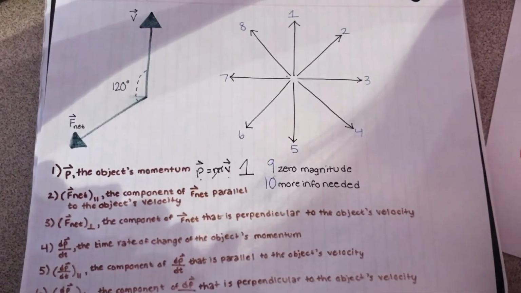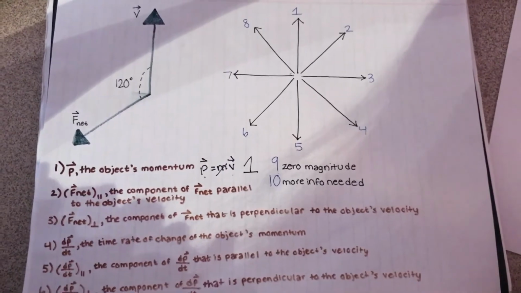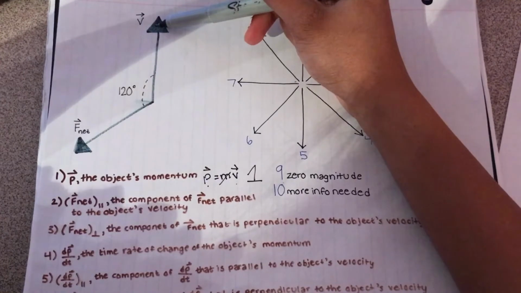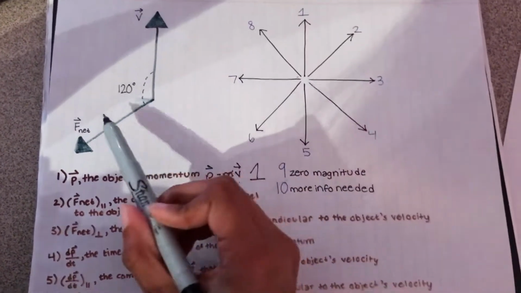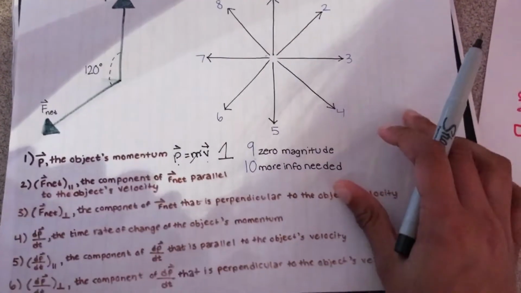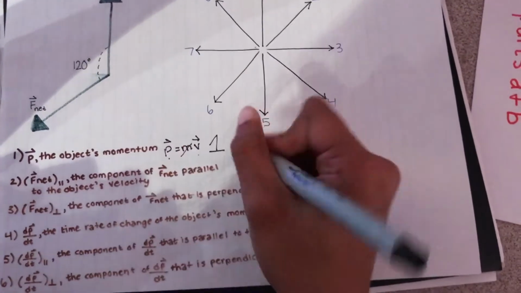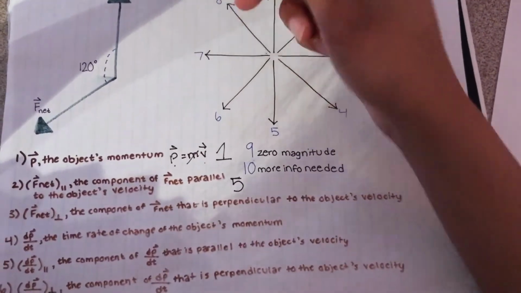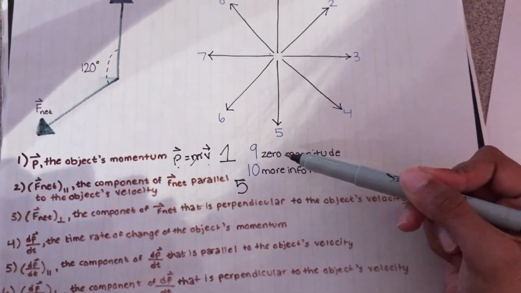The second part is asking for the FNet parallel part, the component of FNet parallel to the object's velocity. Like I said before, the velocity arrow is pointing upwards and the FNet is going to the left side downwards. So the component that is parallel to the object's velocity would have to be 5, because it is parallel to the velocity vector, and since FNet is pointing down, the parallel vector would also be pointing down.